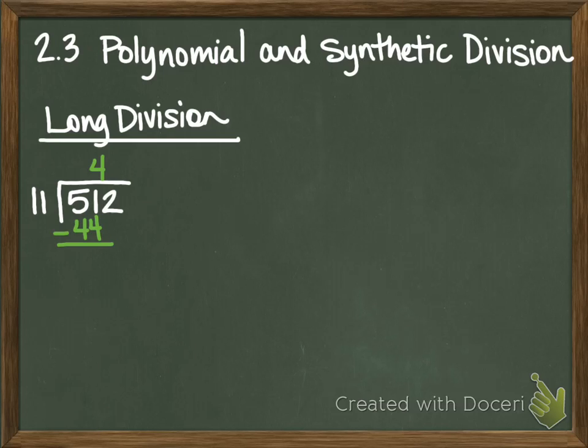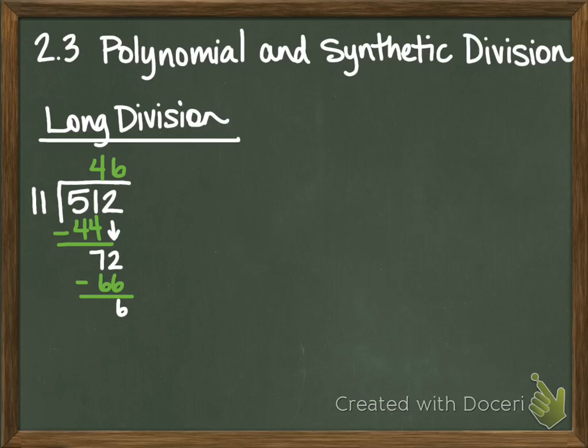And then you would draw the line and subtract these two numbers. So 51 minus 44 is 7. Then you would bring down the next number, the 2, and you try to see how many times 11 goes into 72. Well, it's going to go about 6 times. It won't go 7 times. So 6 times 11 is 66. We draw the line, change the sign. 72 minus 66 is 6.